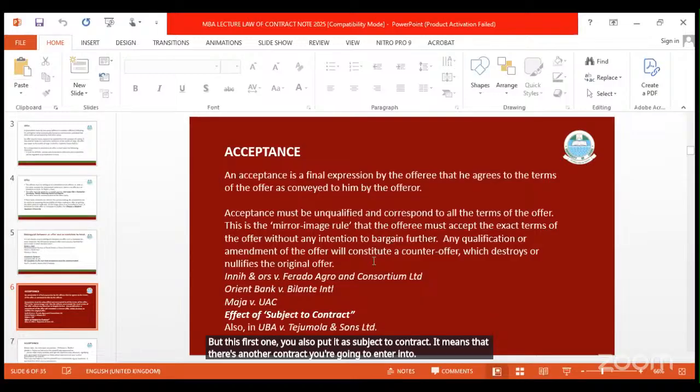What I mean is that the one that you sign presently that has subject to contract in it, the effect of that phrase is to suspend all the rights of the parties until that subsequent contract is entered into and executed. Right, so that is the effect of it. And of course, this is what happened in the case of UBA and Tejimola and Sons. Very interesting case. Can someone Google it so that we can share it together?